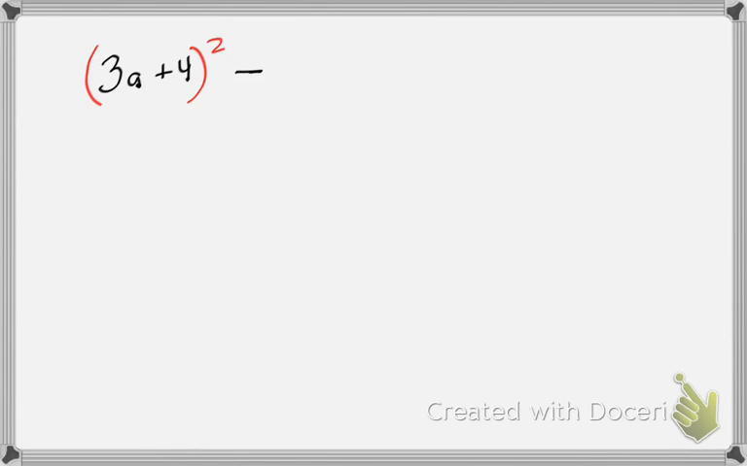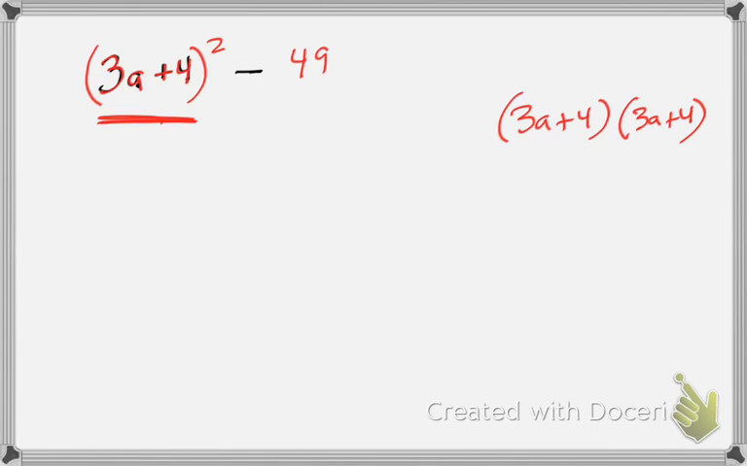This is number 73. And then I had, I should have done this. Okay. Is this a difference of squares? No. Absolutely it is. This is a perfect square. It's a binomial, and it's squared. That means 3a plus 4 times 3a plus 4. Yes, it's a perfect square.